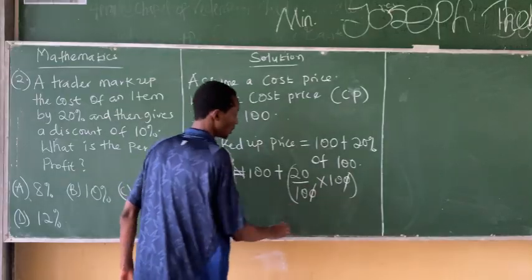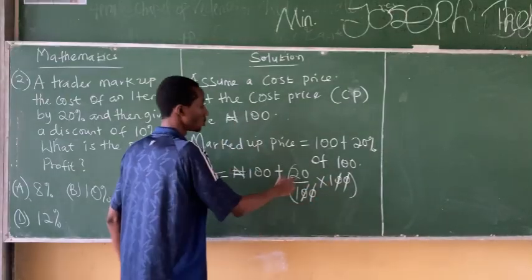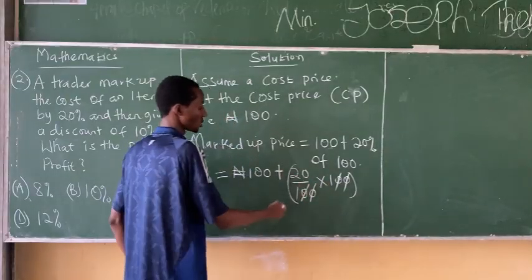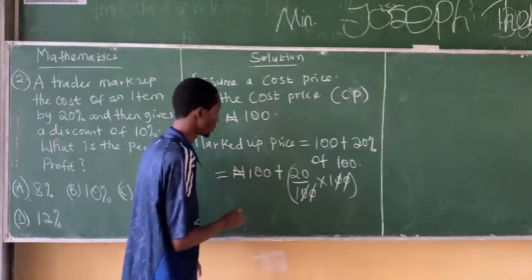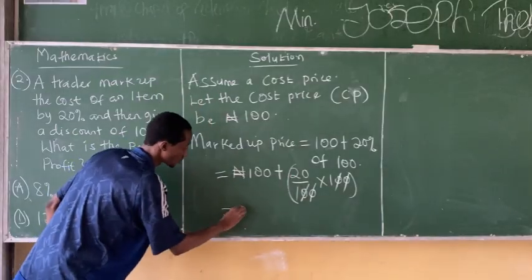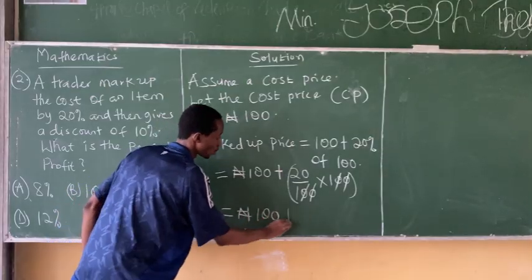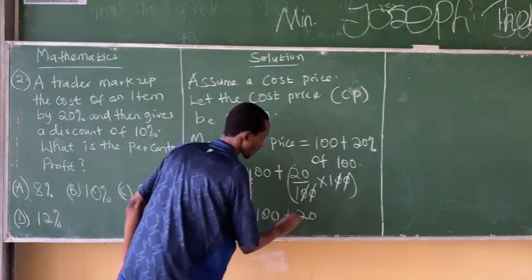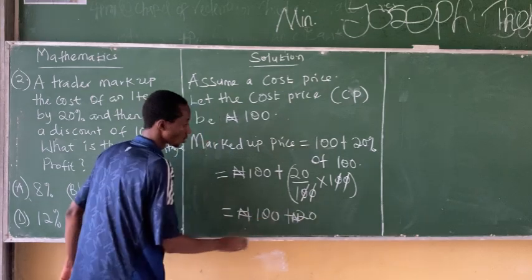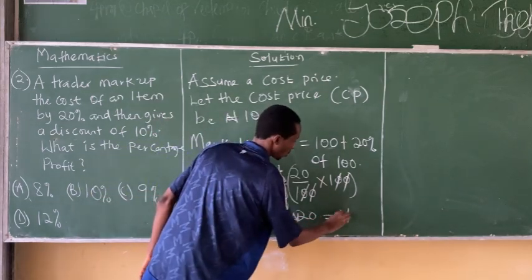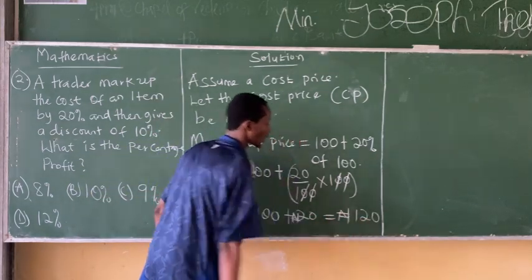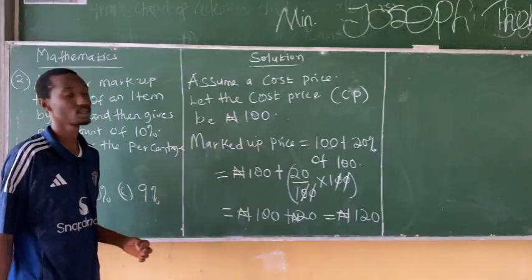0 here will take away this. 0 will take away this. We're left with 20 times 1 which is 20, divided by 1 is 20. So we have 100 naira plus 20 naira, which will give us 120 naira. That is the marked up price.